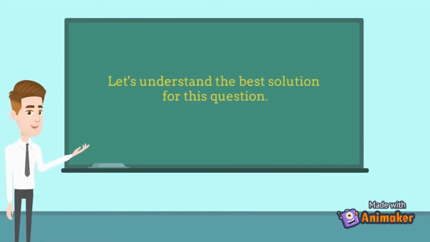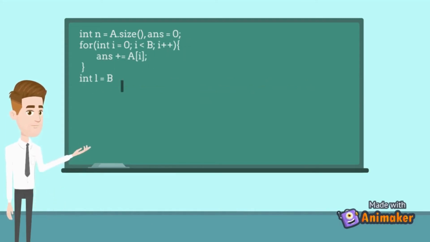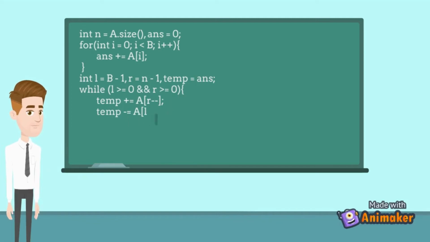Let's understand the best solution for this question. Our first step will be to take the sum of b elements from left end. Now we have to just find the maximum sum we can get from replacing the last index of this window by the last index of the right end of the array. For this, take two pointers: L pointing to index b minus 1 and R pointing to the last index of the array, and a temp variable equal to sum. Now run a while loop and find sums by replacing the elements and take the maximum of all.